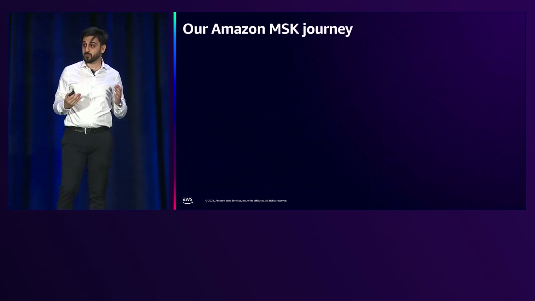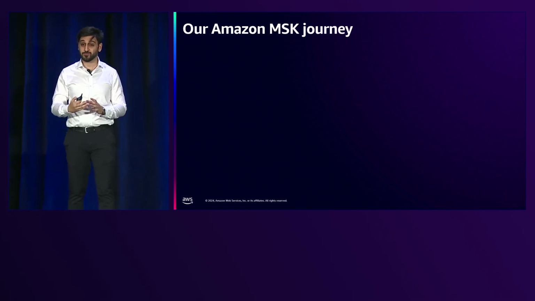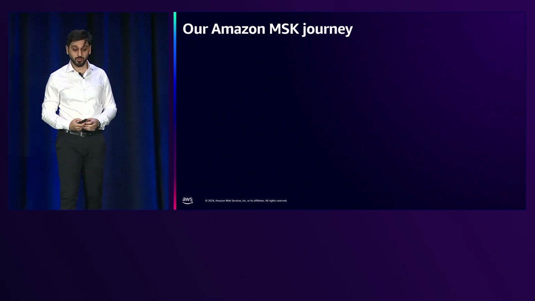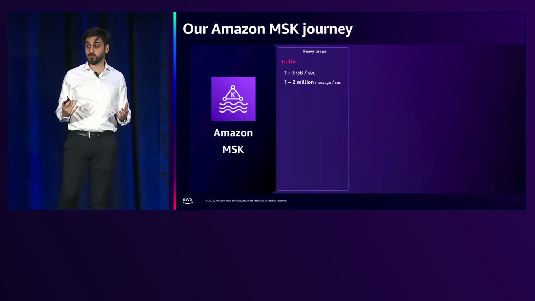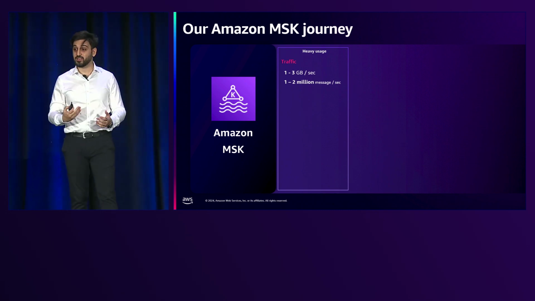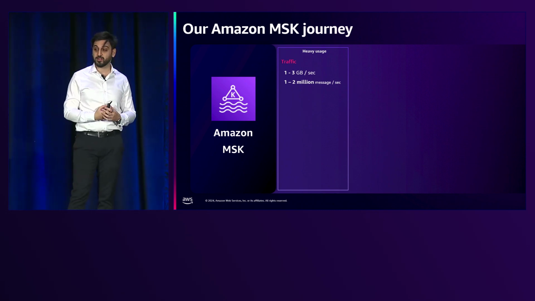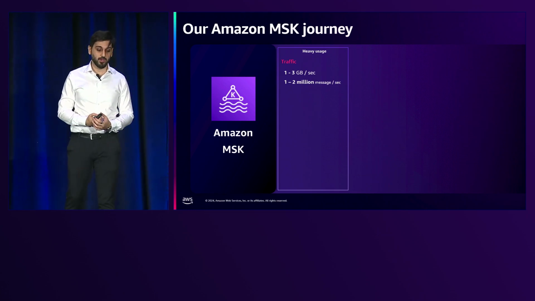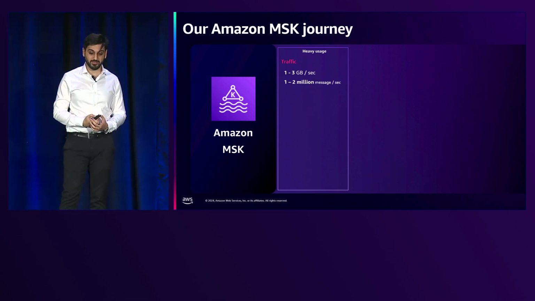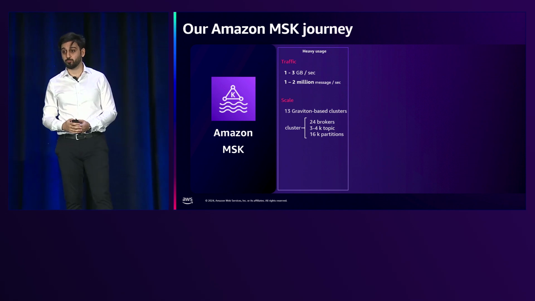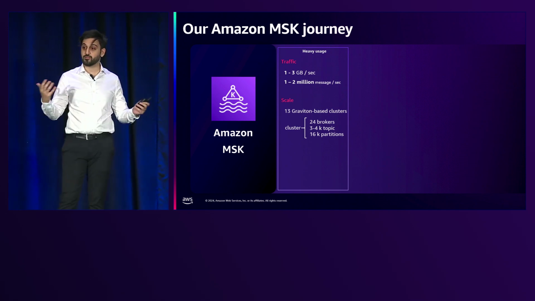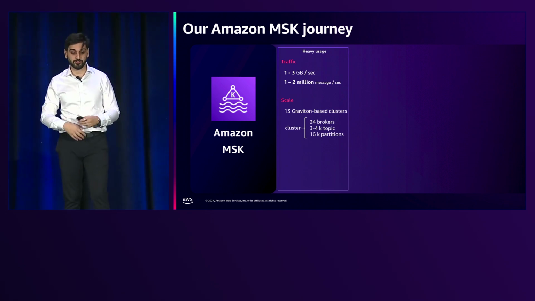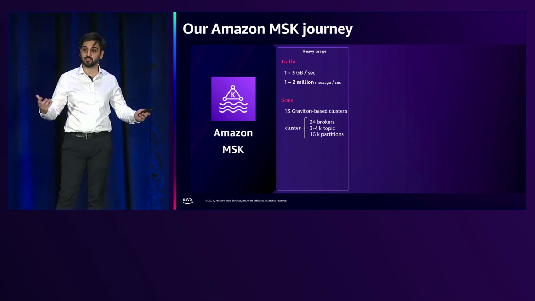And as you've seen, we're really heavy on MSK. MSK is very critical to making this data platform work. So we have a lot of heavy usage on it. Traffic at any given time can oscillate between 1 to 3 gigabytes per second. We have 1 to 2 million messages coming into the system to be handled by MSK. So in production, we deploy 13 Graviton-based clusters. Every cluster contains 24 brokers with 3,000 to 4,000 topics and 16,000 partitions.